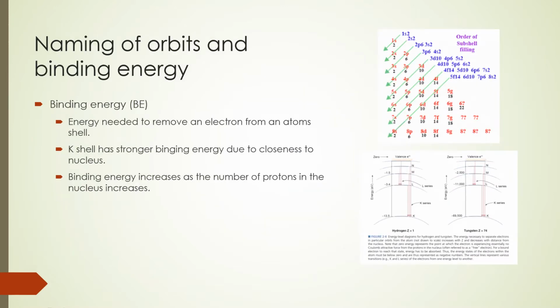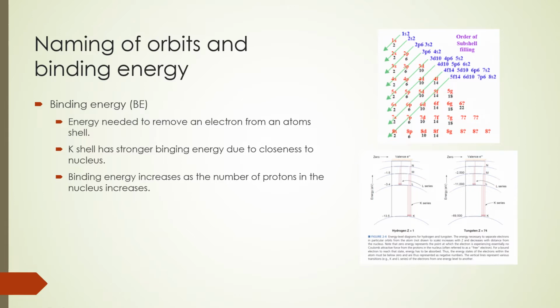Because Bohr's model tells us that the electrons are in discrete stable orbits, we can say the electrons are bound in those orbits. The binding energy is the energy needed to remove an electron from an atom's shell or orbit. The energy needed to remove an electron must equal or exceed the binding energy of the electron in the shell or orbit. Because the K shell is closer to the nucleus, the K shell has a stronger binding energy than other shells. Also, binding energy increases as the number of protons in the nucleus increases.